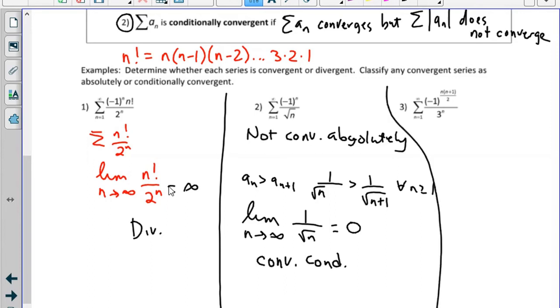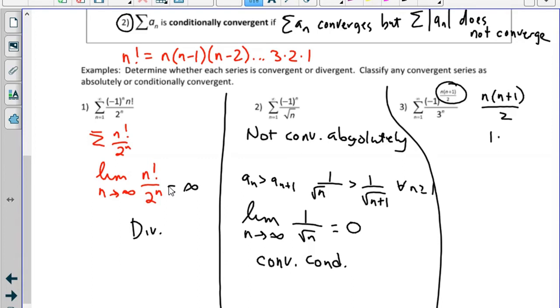Now let's take a look at number 3. We have negative 1 to the n times n plus 1 over 2 over 3 to the n. So the first thing we have to do is figure out what in the world is going on with that and why we would even put that there. So if we take a look at it, n times n plus 1 over 2, let's just take a look at a couple terms and see what's happening.